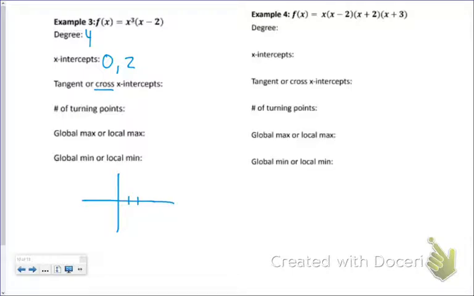All right, end behavior, we know that this is going to be positive and even, so both ends are going up.